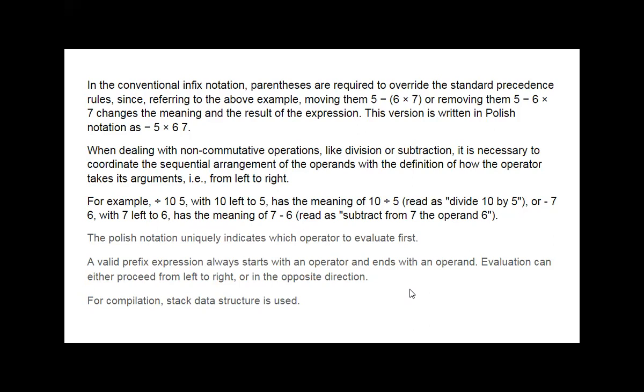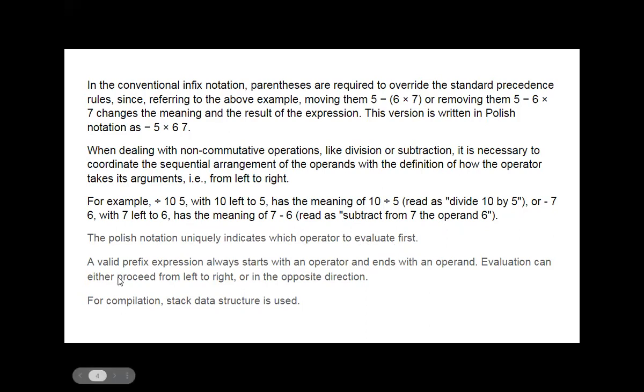Okay, how do we read it? Like subtract 7, subtract from 7 the operand 6. From 7, 6 we have to subtract. Okay, the Polish notation uniquely indicates which operator to evaluate first. It uniquely indicates which operator to evaluate first.